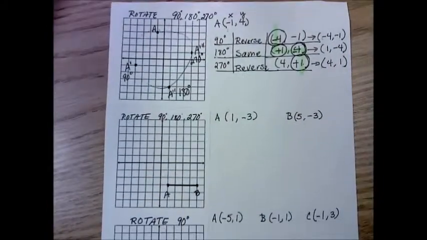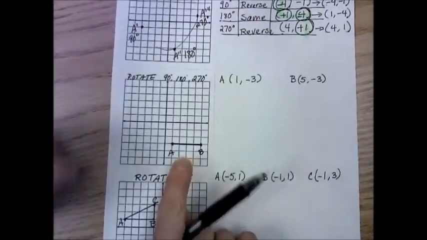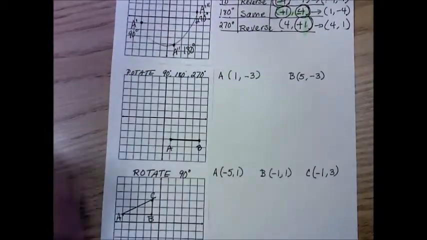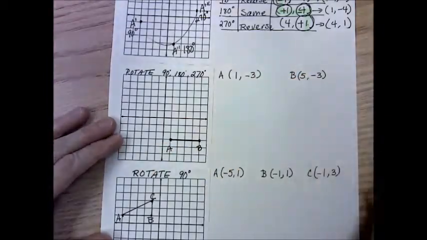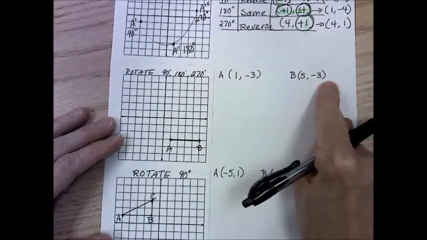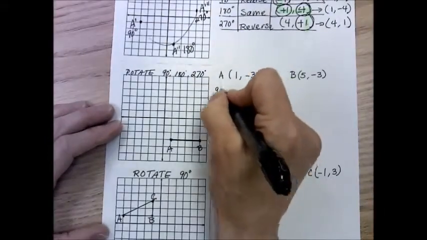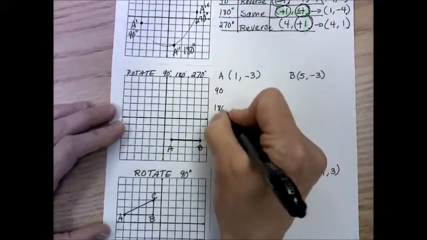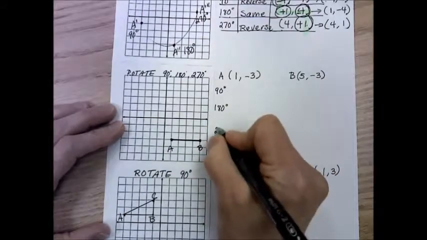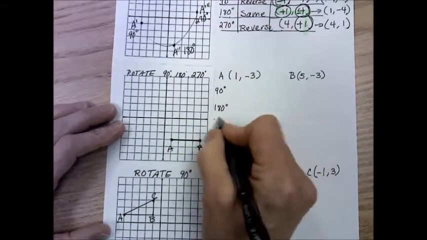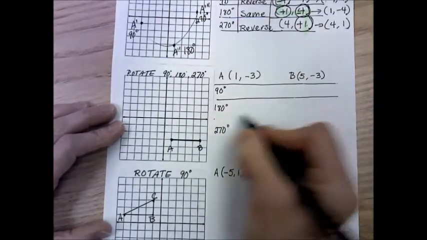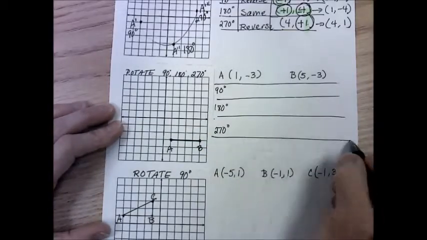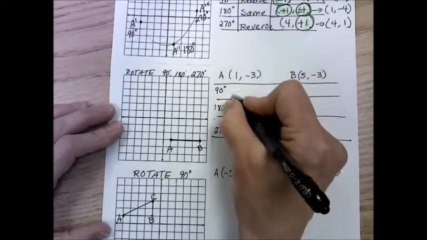All right, now that we've done a point, let's try to rotate a line. So point A for this line is at 1, -3, and B is at 5, -3. So let's go ahead and do a 90, a 180, and a 270-degree rotation. So let's make my little lines here. I like to write this down.